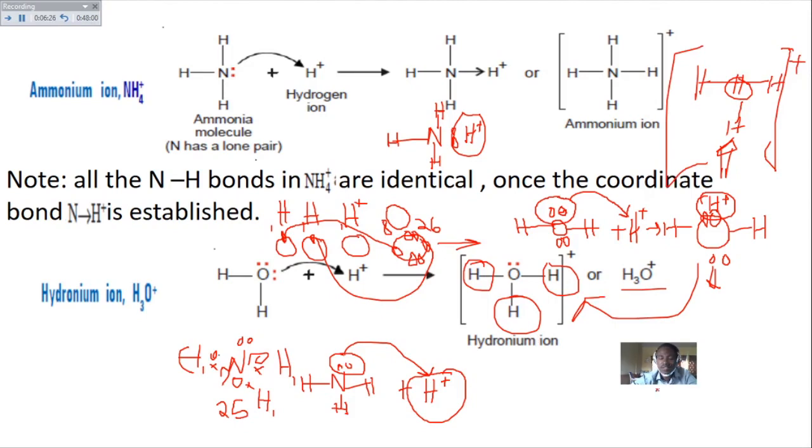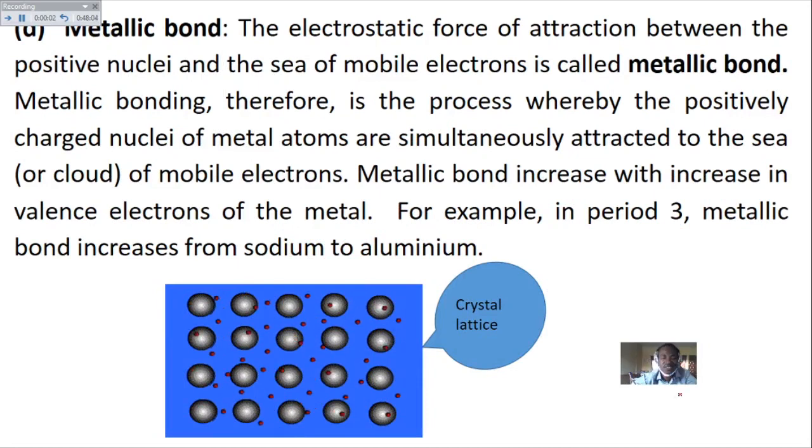Yes, good. Then you can talk about metallic bond. Say the metallic bond: the electrostatic force of attraction between the positive nuclei and the sea of mobile electrons is called metallic bond. Metallic bonding, therefore, is the process whereby the positively charged nuclei of metal atoms are simultaneously attracted to the sea, the cloud of mobile electrons. The metallic bond increases with increasing valence electrons of the metal. Therefore, for example, in period 3, metallic bond increases from sodium to aluminum.